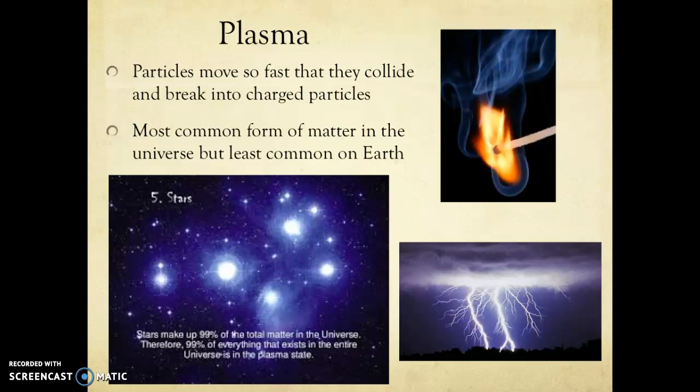Now, plasma is actually the most common form of matter in the universe. Might be hard to believe because we actually don't see it very much on Earth. Examples of plasma on Earth would be things like fire, lightning. So it's not something we necessarily see a lot of, at least compared to things like solids, liquids, and gases.